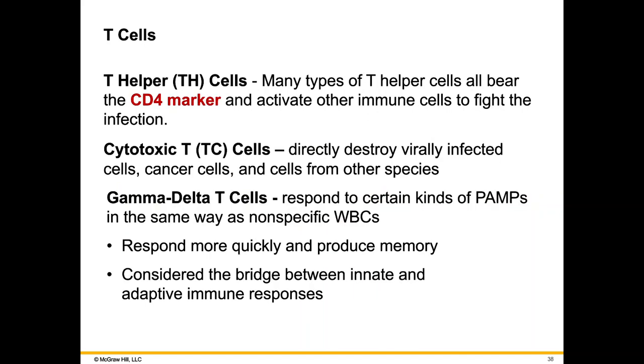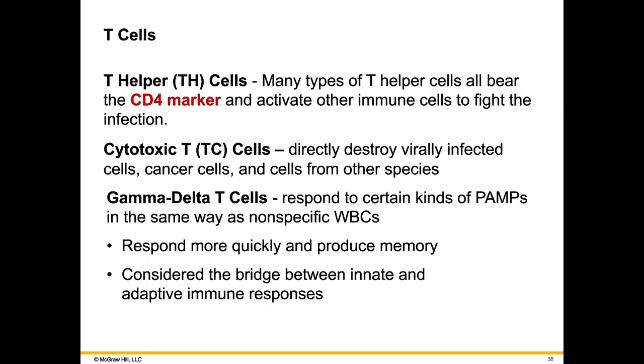So, such as our CD4 T helper cells, these are going to have the CD4 marker on them. Their job is to activate other immune cells. The cytotoxic T cells are going to directly destroy cells, particularly ones that are virally infected or cancerous or are marked as not human cells.